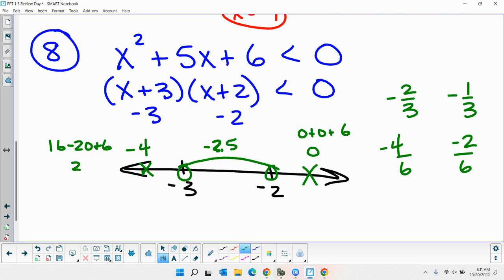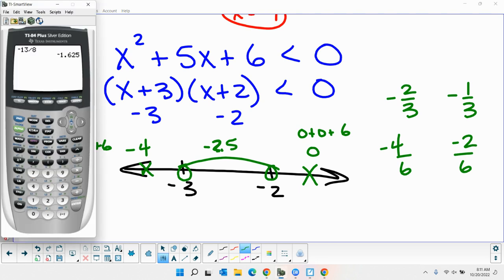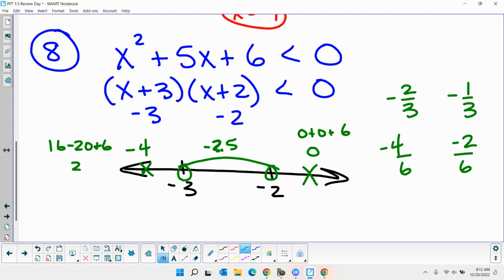All right. I would put it in my calculator just to make sure I didn't make any mistakes. My calculator would show up. There it is. So I'd put -2.5 in parentheses squared plus 5 times -2.5 and then plus 6. I got a negative number. Is that less than 0? Yeah. So it does work. Okay? So if you get those decimals or some fractions, you can use your calculator. It's okay.